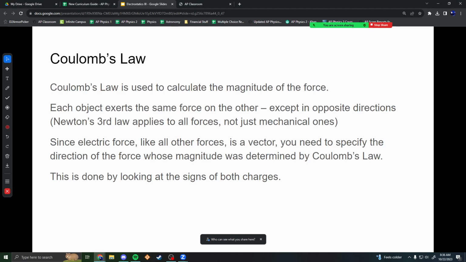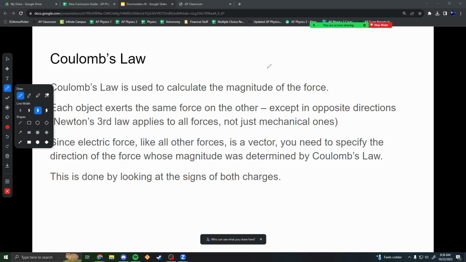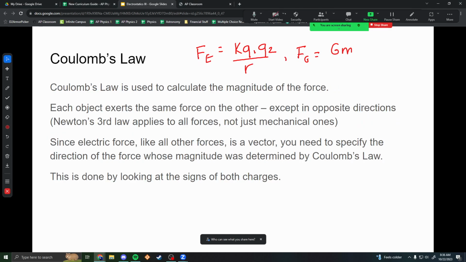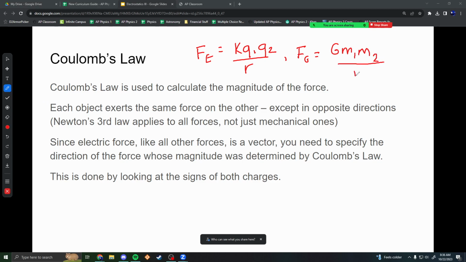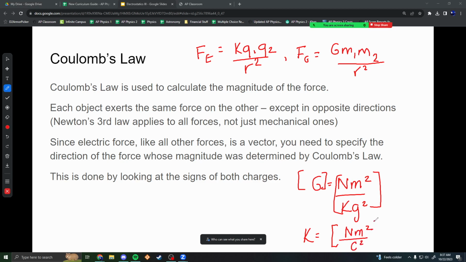Okay, so now that we have that all set, like I said, that has extremely strong similarity to Newton's law of universal gravitation. So to write it up here again, Fe is equal to K Q1 Q2 over R squared. And remember, Fg is big G M1 M2 over R squared. And remember that the units of G are Newton meters squared per kilogram squared. And the units of K are Newton meters squared per coulomb squared. And remember that coulomb is the unit of charge.